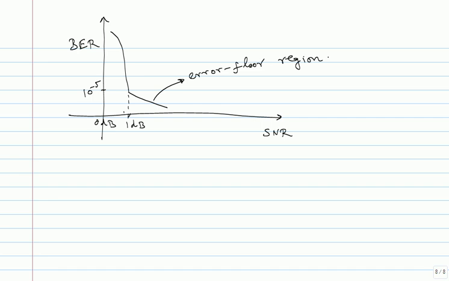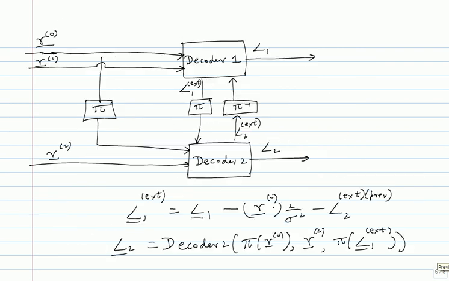Okay, so one can try to push it down. One can try to push the 10 power minus 5 down a little bit, but that ends up being more complex. So what do I mean by complexity? I should first go back and look at the complexity of this decoder, right? So let's go back and see the decoder and figure out how complex it is.